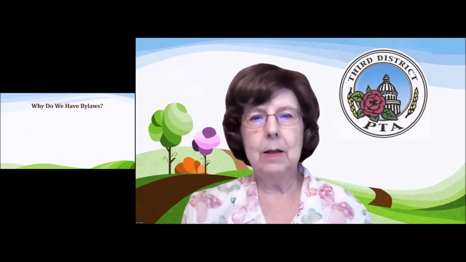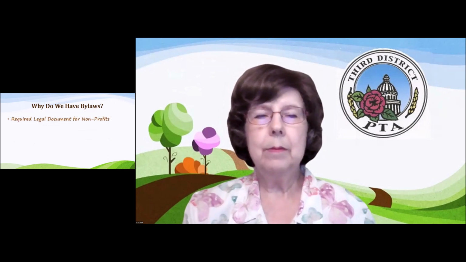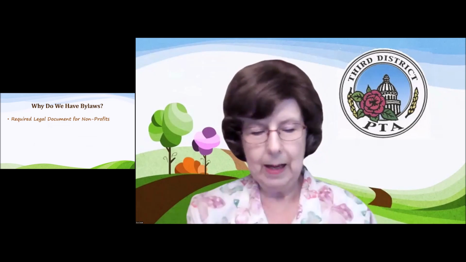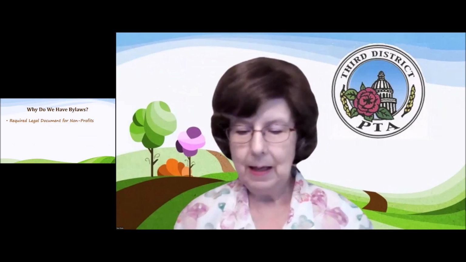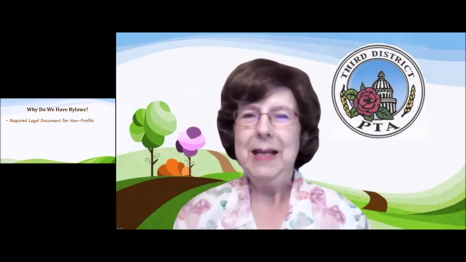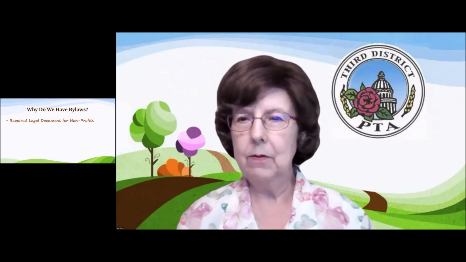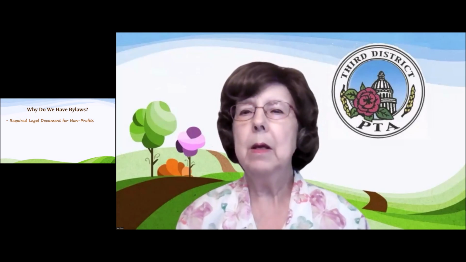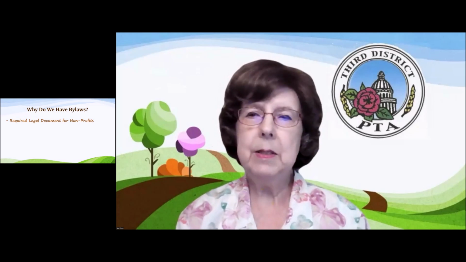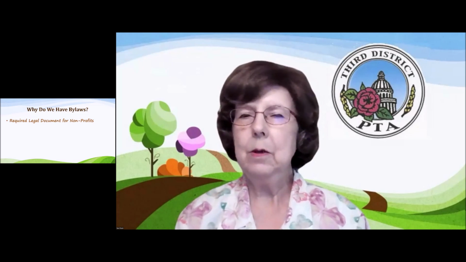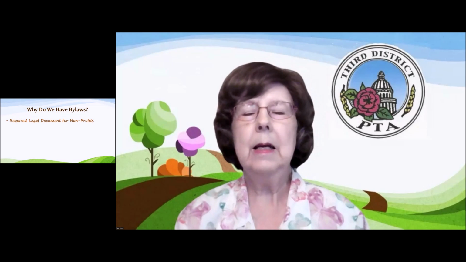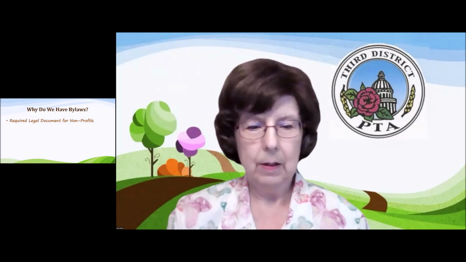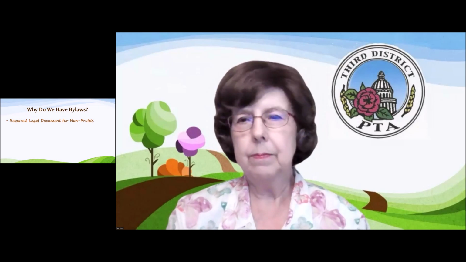So why do we have bylaws? Well, they're a required legal document for all nonprofits. So the IRS says that we have to have bylaws. The IRS says that they have to be current bylaws. Because the unit PTA at the school site level gets their nonprofit status under the umbrella of the California State PTA, the IRS allows the California State PTA to determine what current means. And so the state PTA has determined that they can be no older than 5 years. Otherwise, they're not considered current.